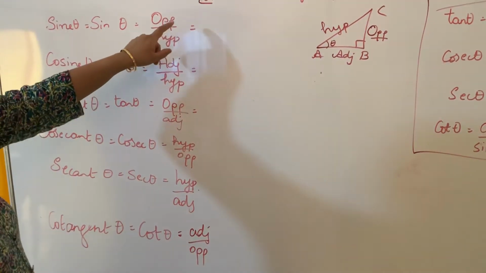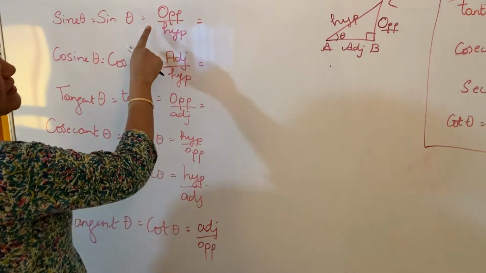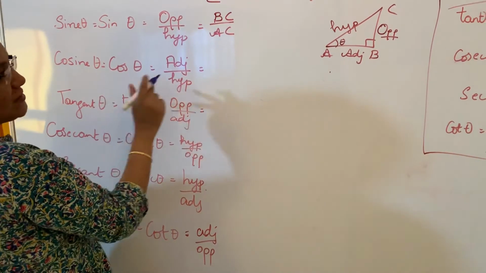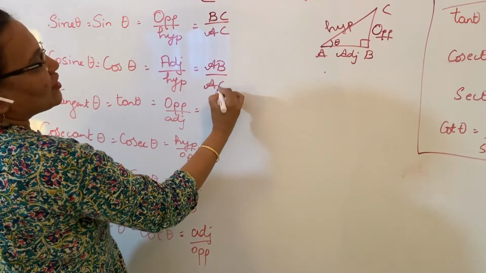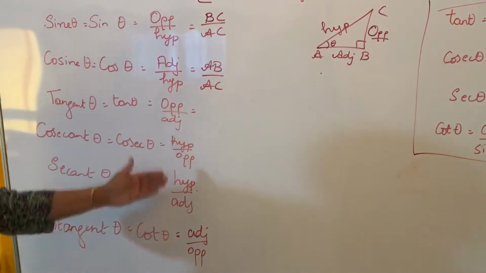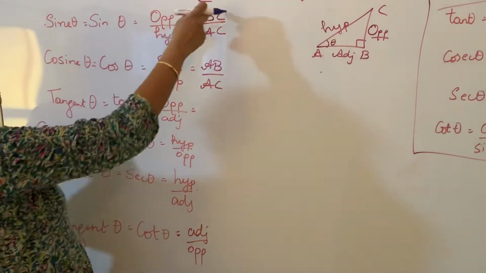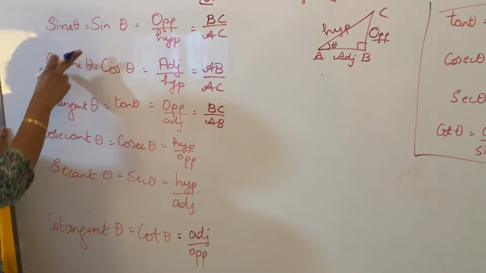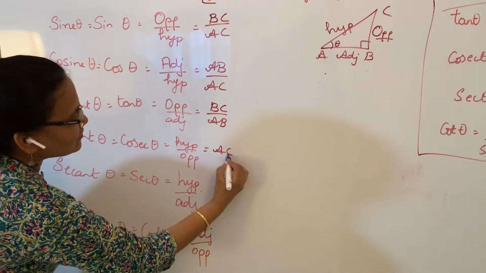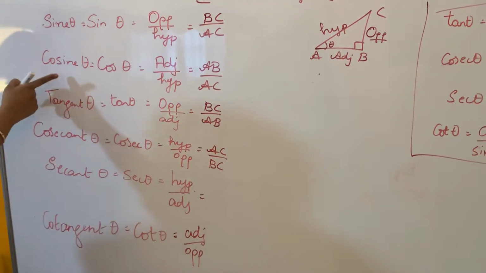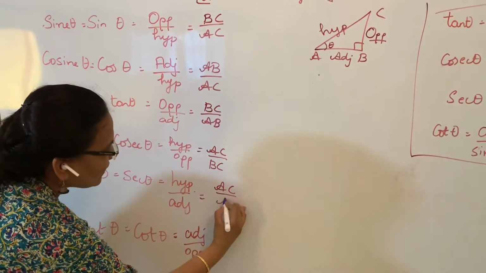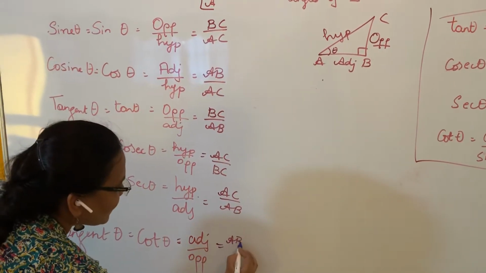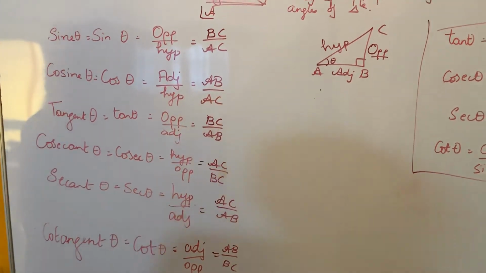Now, let us write trigonometric ratios with respect to angle A. Sin is opposite by hypotenuse. So it is BC by AC. Cos is AB by AC. Now see here, if you know these two, others are easy to write. How to write? Let us see. Tan is dividing these two. AC gets cancelled. BC by AB. Cosecant is reciprocal of sin, which is AC by BC. Then secant is reciprocal of cos, AC by AB. Same way, cot is reciprocal of tan, which is AB by BC. Like this you have to write.